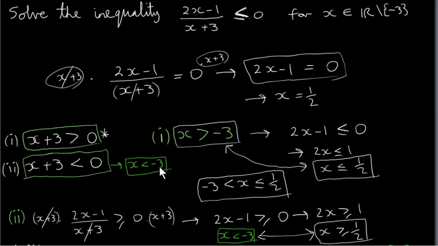So if we pick any number that's less than minus 3, like say minus 4, and plug it into this inequality, we will get something that's actually positive, that's actually greater than 0. If you plug minus 4 in here, you get minus 8 minus 1, which is minus 9, divided by minus 4 plus 3, which is minus 1. So we have minus 9 divided by minus 1, which is plus 9, which is greater than 0. So there aren't any values of x that satisfy this inequality when x plus 3 is negative. So the only solution set to our problem is this one here.